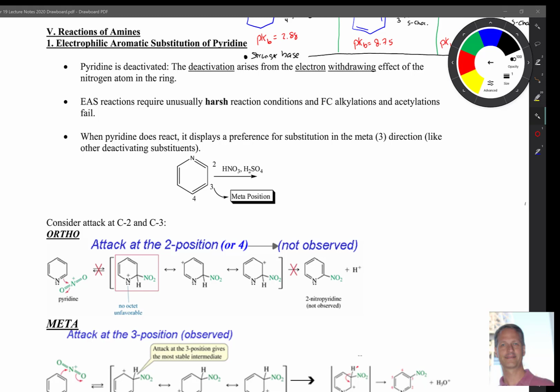So keep that in mind for multi-step synthesis. Let's take a look at the observed reaction down here below. So we have pyridine reacting with HNO3 and H2SO4, and where we see the nitro group placed is at the 3 position, or the meta position. So it adds right here. Now we can reason why this occurs by looking at the mechanism down here below.